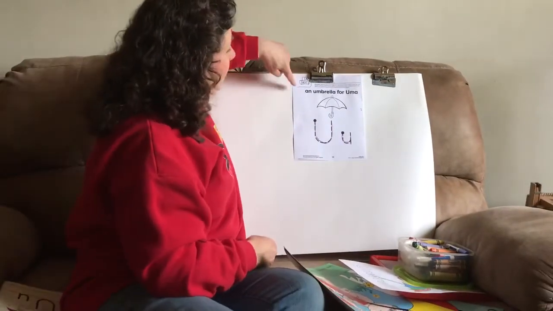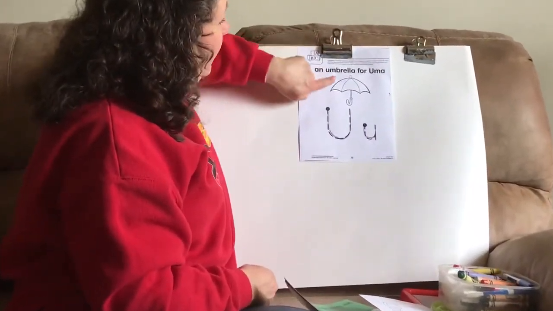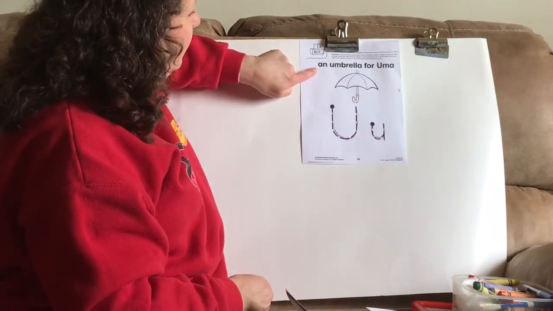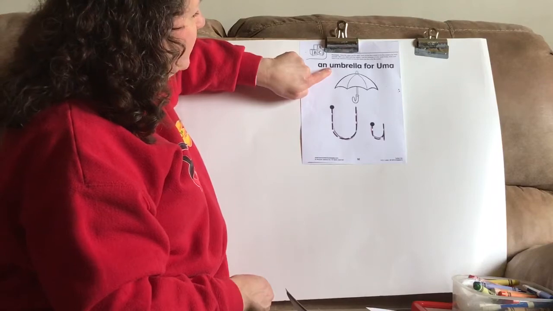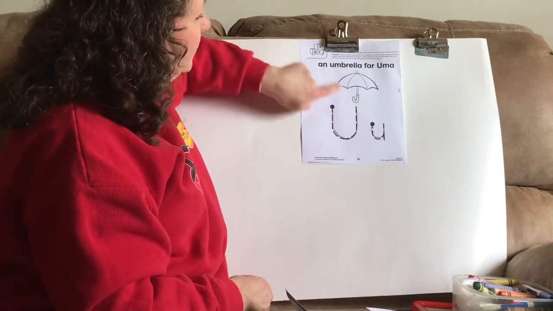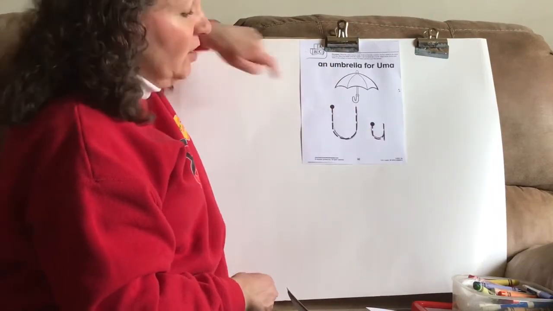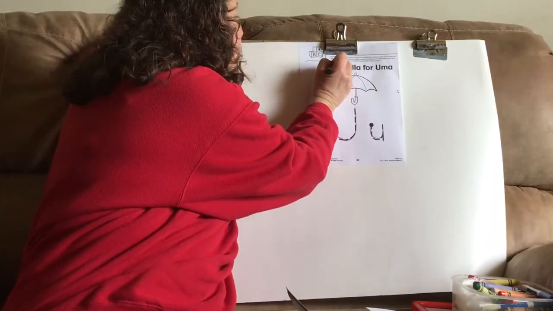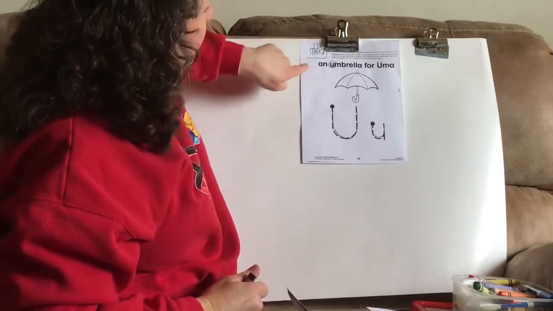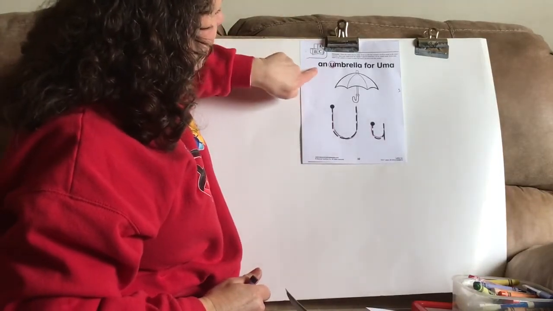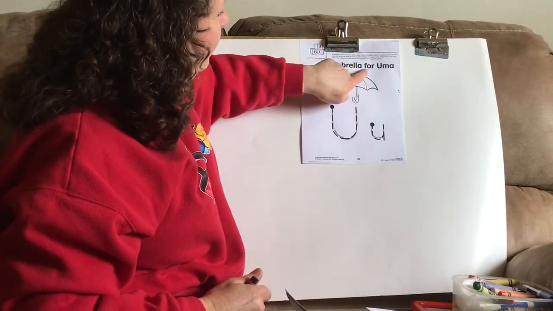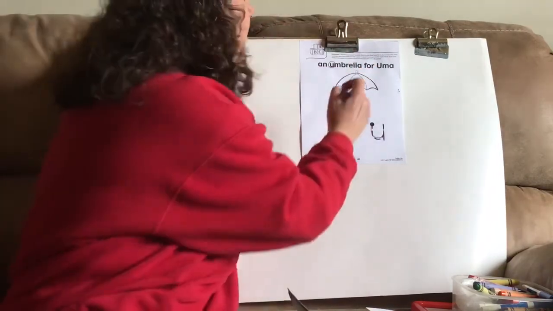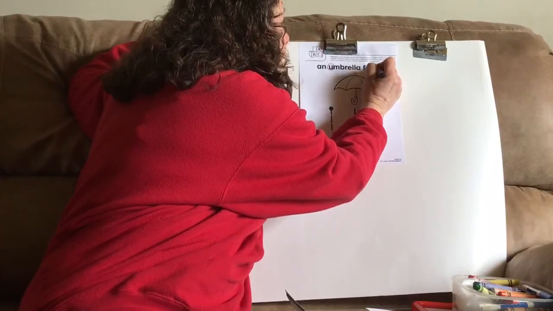And we're going to find the U hiding up here. It says an umbrella for Uma. Let's look across and see if we can find a letter U. There's the lowercase u. It looks just like this one. So we're going to circle very carefully just that letter U. And let's go across again and see if we can find the capital U. An umbrella for Uma. Uma begins with the capital U. So we're going to circle the capital U.